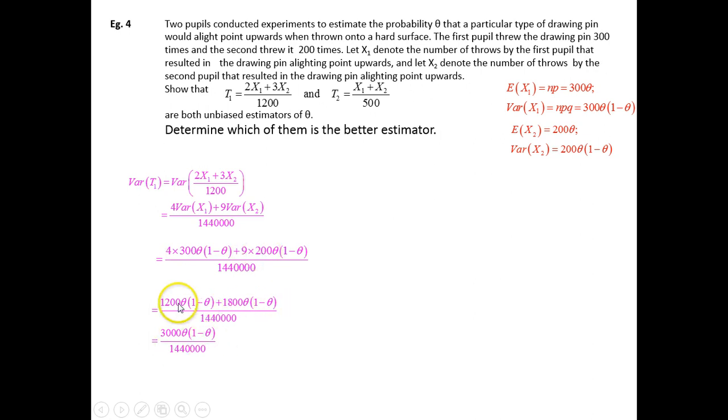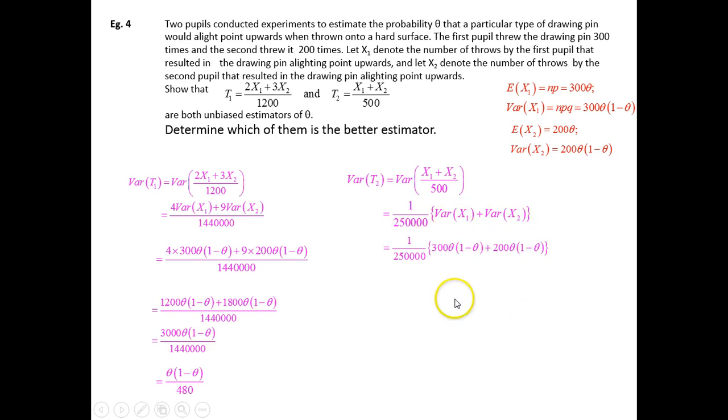So I have 3000 theta (1 minus theta), so I can divide through, I can cancel, and I get theta (1 minus theta) over 480. T2, I square the coefficient, so it's 1 over 500 squared, which gives us that. So variance of x1 plus variance of x2 inside the bracket. Variance of x1 is that, variance of x2.